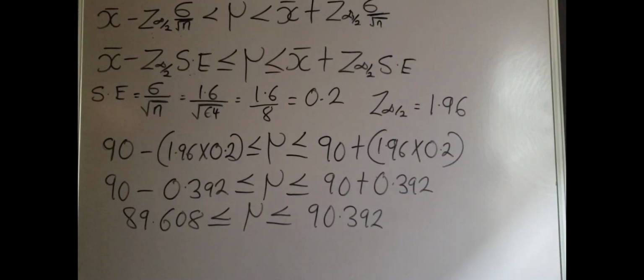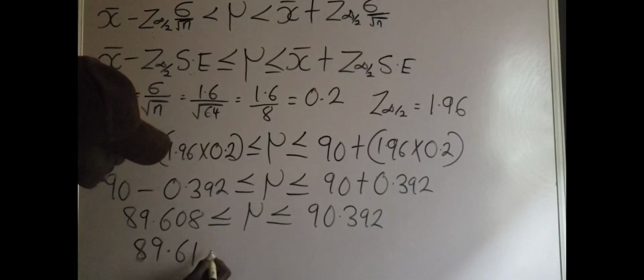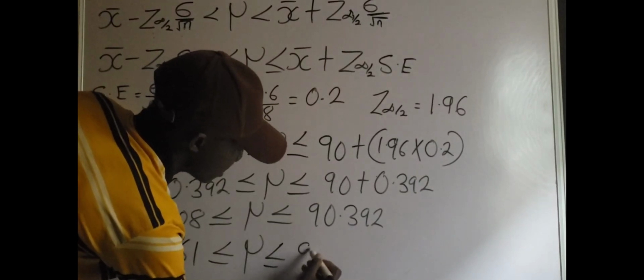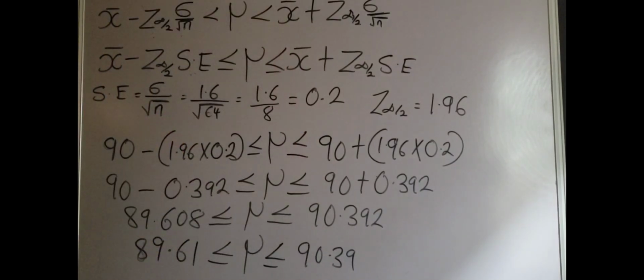So I'm going to approximate 89.608 to 2 decimal places. We are going to have 89.61, less than or equal to 90.39. So this is the confidence interval. Now I want you to pay attention. We have gotten the confidence interval as this.